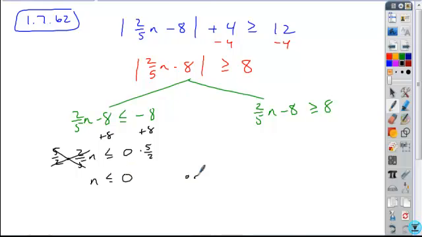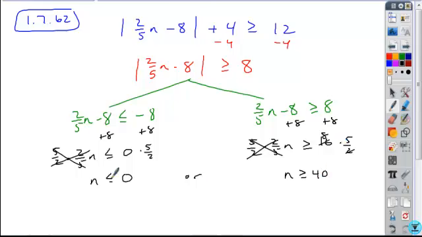And then our other relationship, if we add 8 to both sides here, we get 2/5 n is greater than or equal to 16. Multiply by the reciprocal to get rid of our coefficient. We get n is greater than or equal to, 2 goes into 16, 8. 8 times 5 is 40. And so here's your two values. n is less than or equal to 0 or greater than or equal to 40.